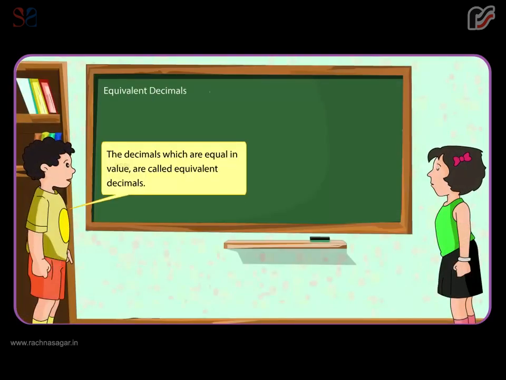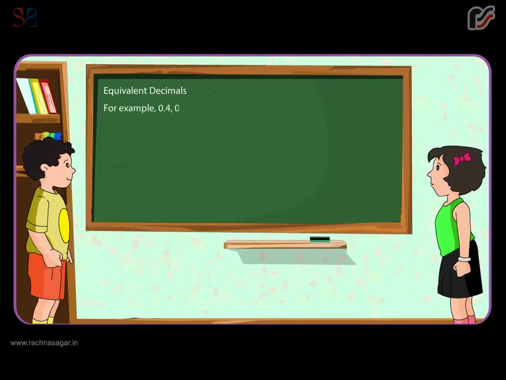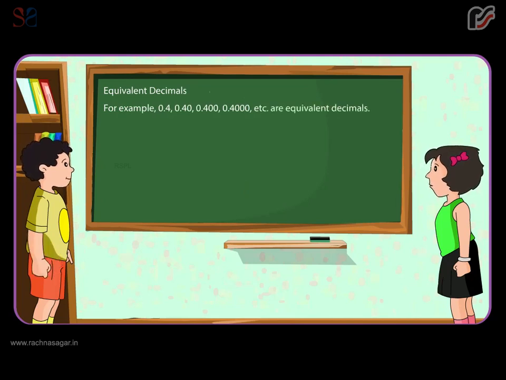Equivalent decimals. The decimals which are equal in value are called equivalent decimals. For example, 0.4, 0.40, 0.400, 0.4000, etc. are equivalent decimals. Like and unlike decimals. Like decimals. Decimals having an equal number of decimal places are called like decimals.